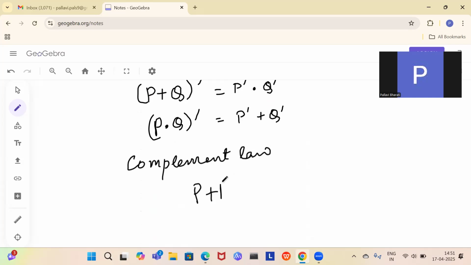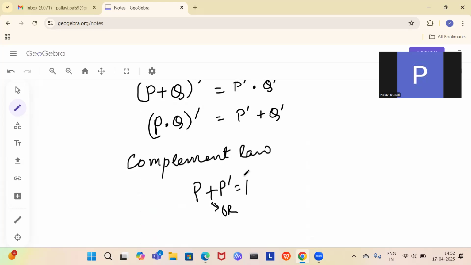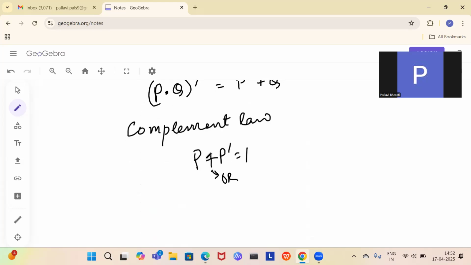Now, we have the complement law mentioned explicitly, but it can be included in De Morgan's law itself. P plus P bar is equal to 1. So if you take this OR operator over here, if P is 0, then the other one, that is P bar, will be 1. So 0 plus 1 will be equal to 1. And if you have P dot P bar, then what will happen? That time it is going to be 0. Fine.